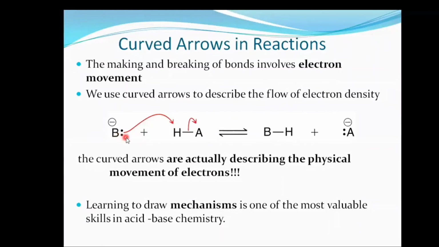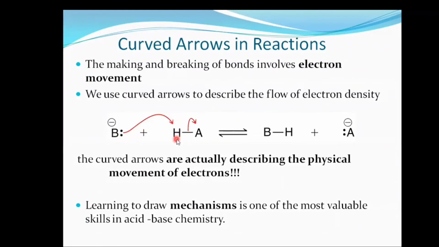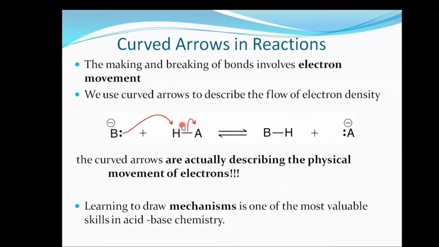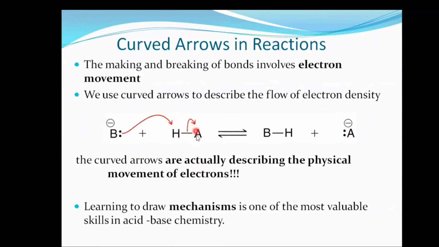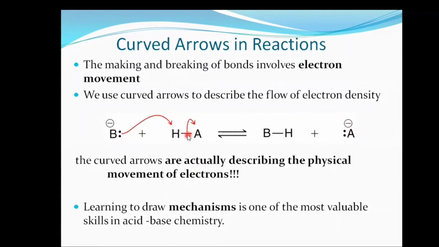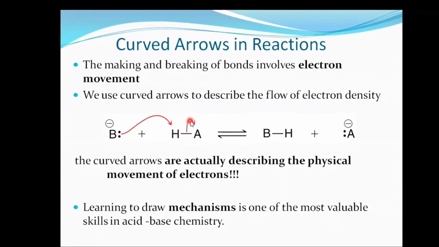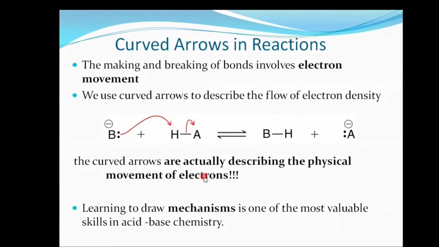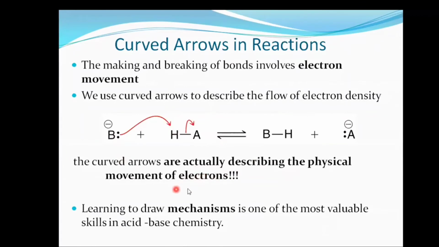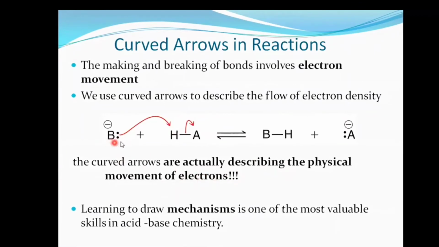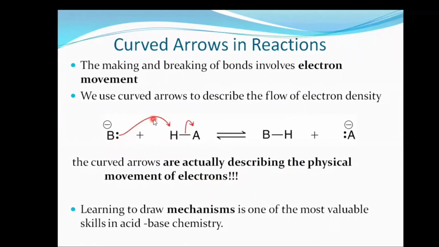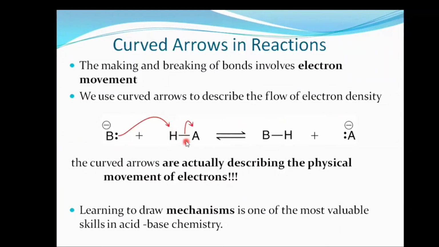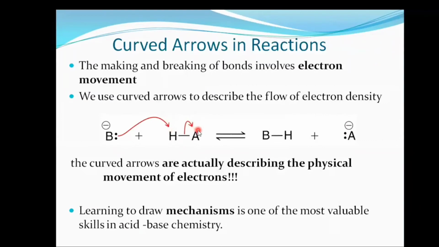So the arrow starts from these and ends at the hydrogen. At the hydrogen we will draw the head. Now these two electrons are moving to this atom, so we will draw this arrow and end at the A. These curved arrows are actually describing the physical movement of the electrons. It means that these electrons are moving from the B and ending at this H, and these electrons are moving from this bond to this species A.